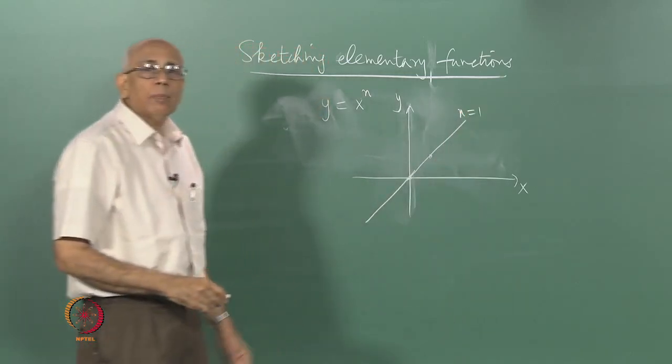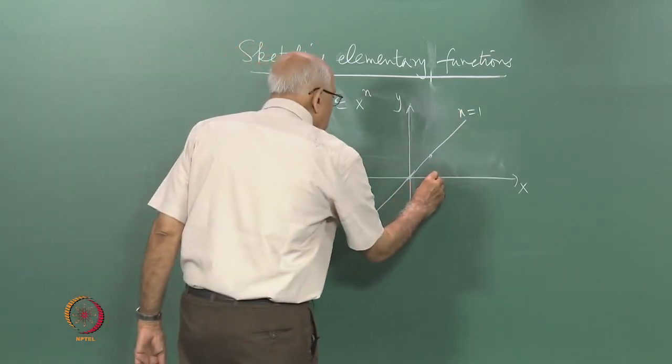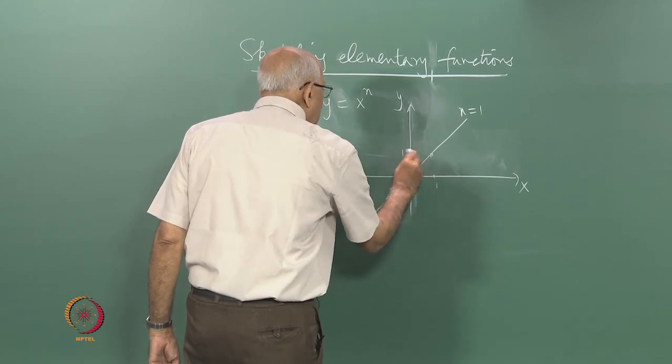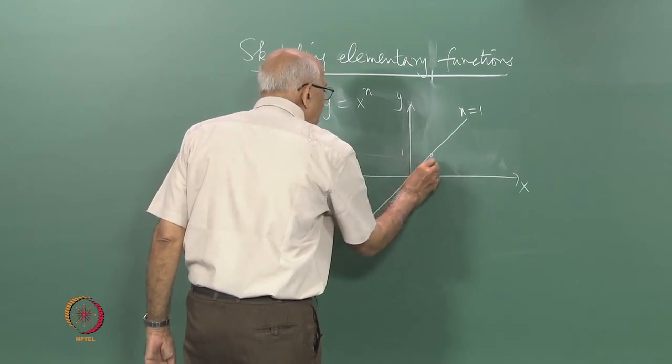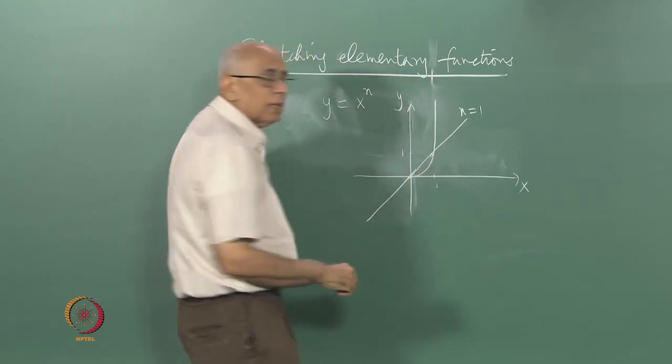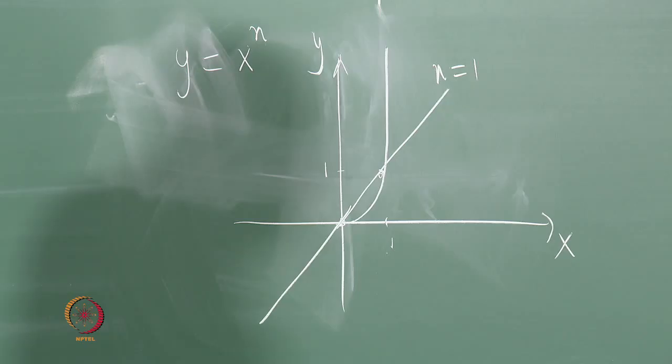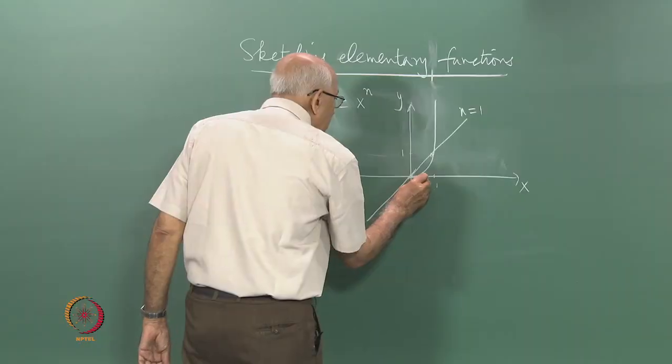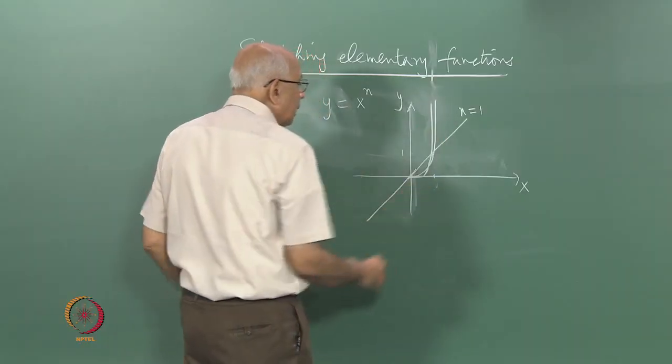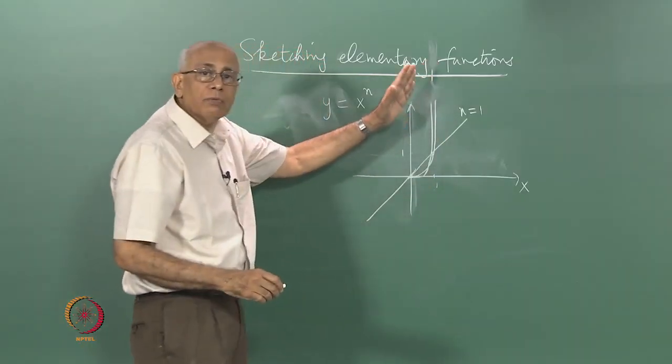When n is 2 you have a parabola which passes through the point 1, 1, and the slope here is flat, so it goes like that, it is a parabola. When n is 3 it is an even flatter curve and rises even more rapidly, and when n is 4 and so on it goes even faster.